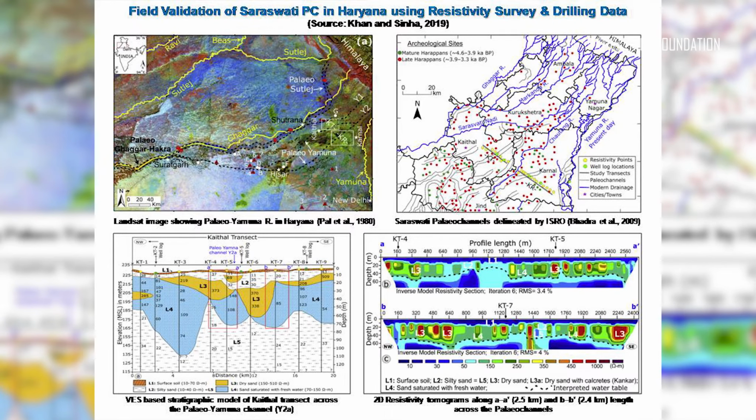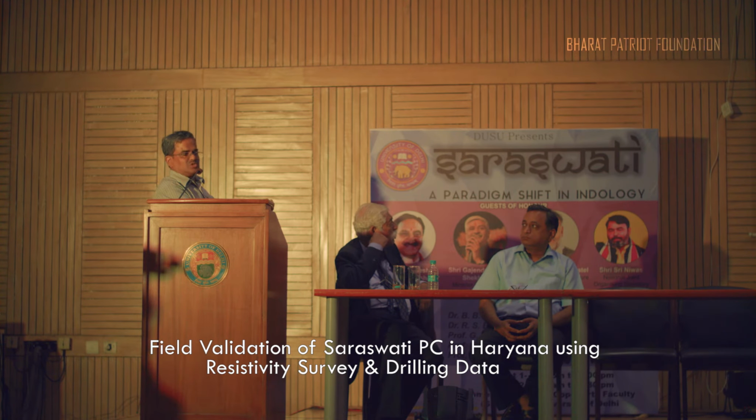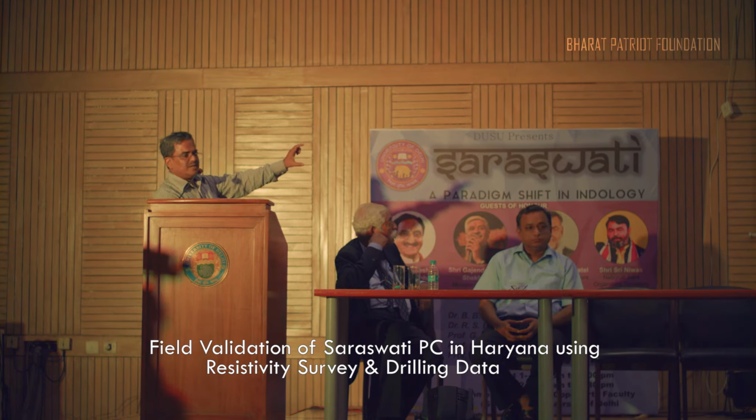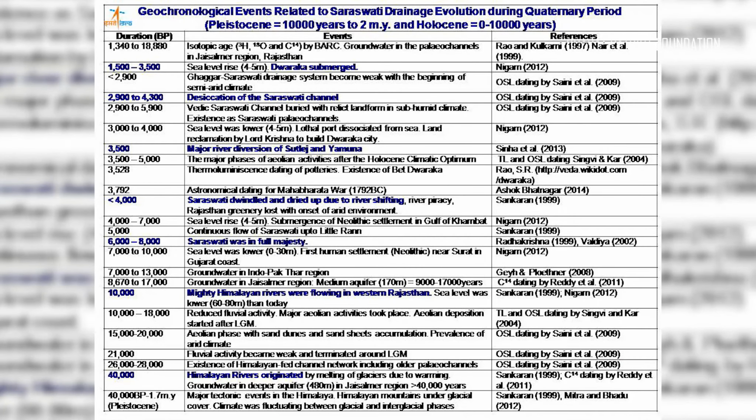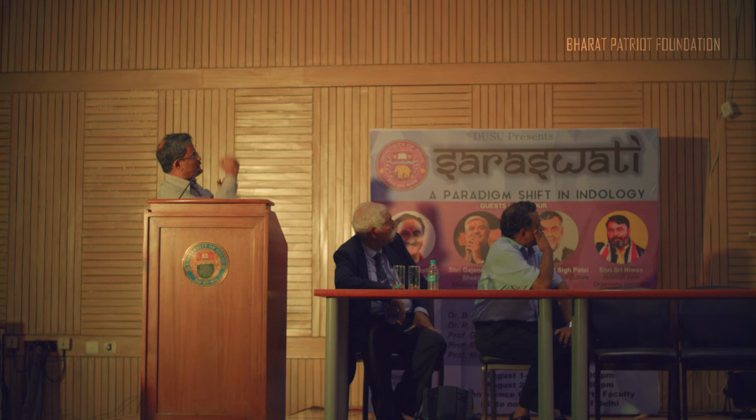They used this map and did a resistivity survey across those paleo channels, trying to prove whether the Yamuna really has a connectivity with the Vedic Saraswati or not. In that paper, they have proved it, and this is the resistivity data. I was trying to establish the chronology of the evolution of the Saraswati. Right from 40,000 years when Himalayan rivers originated, and 10,000 years, mighty Himalayan rivers flowing, all from the published literature. I'm trying to correlate and build up that entire sequence.